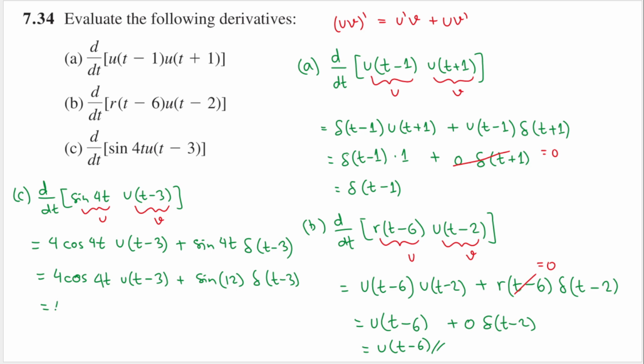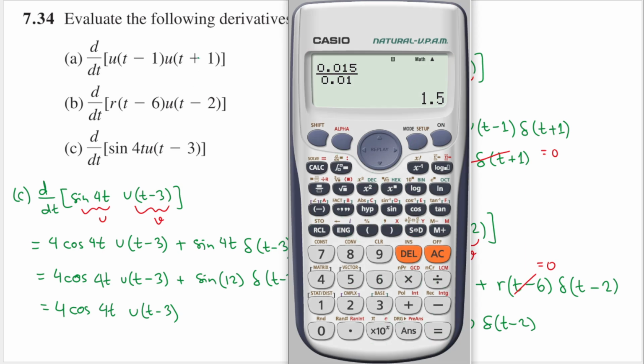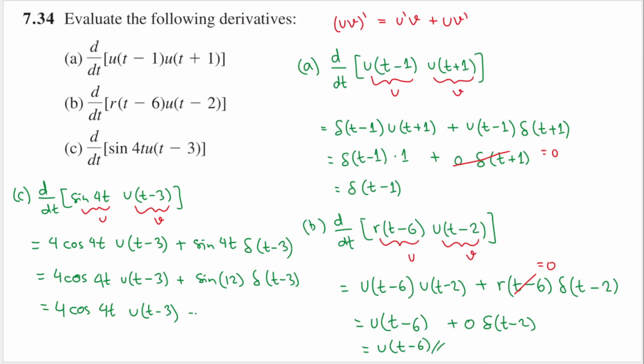Okay, the only job is to find out sine 12. And the unit is radian, do not forget that. So let's get our calculator and set it up as radian. Sine of 12. What is sine of 12? That will be minus 0.537. So minus 0.537 times the Dirac delta function of t minus 3. And I think that is the answer for problem C.